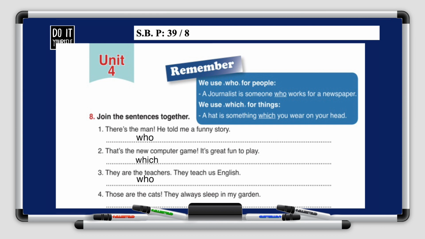4. Those are the cats. They always sleep in my garden. The cats. Cats are animals. What do we use with animals? Who or which? We use which. So those are the cats which always sleep in my garden.